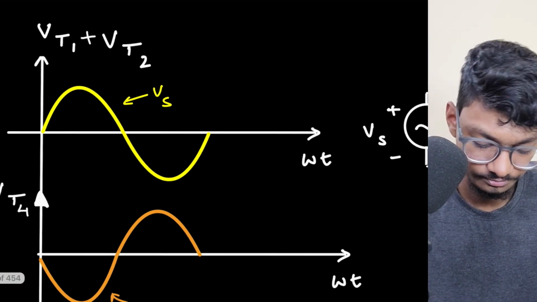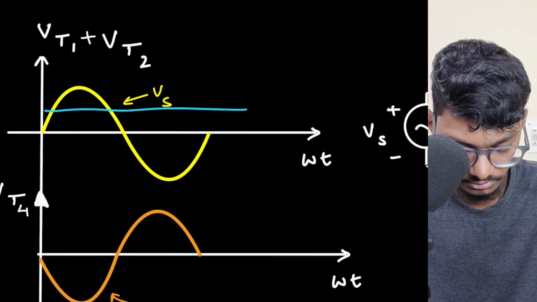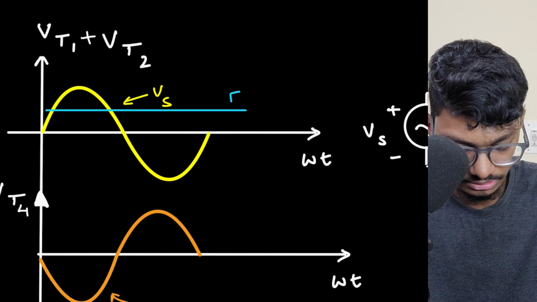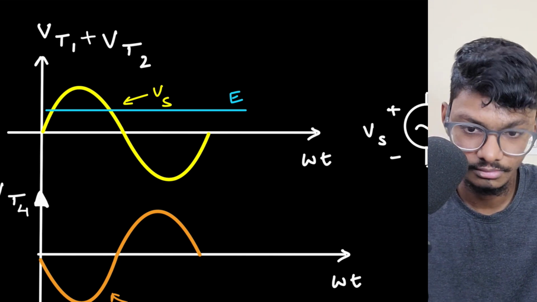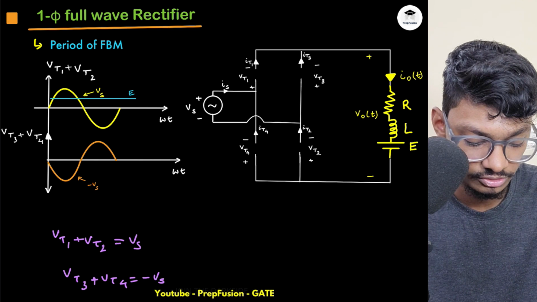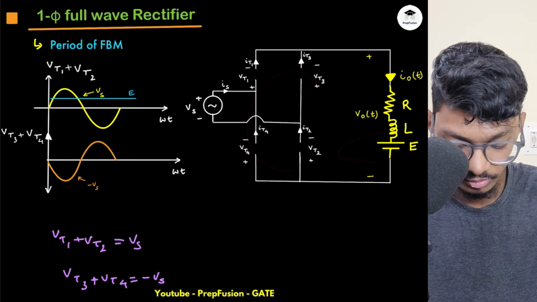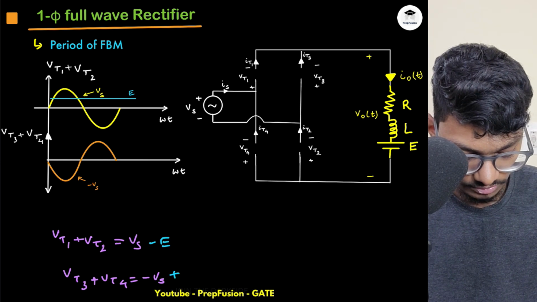Okay, and here this is E. And why is this E? Because what is the potential? Now this is not equal to simply Vs, right? If I apply KVL, there will be an E as well. I forgot the E. This will be minus E and this will be plus E. Why will this be plus E?